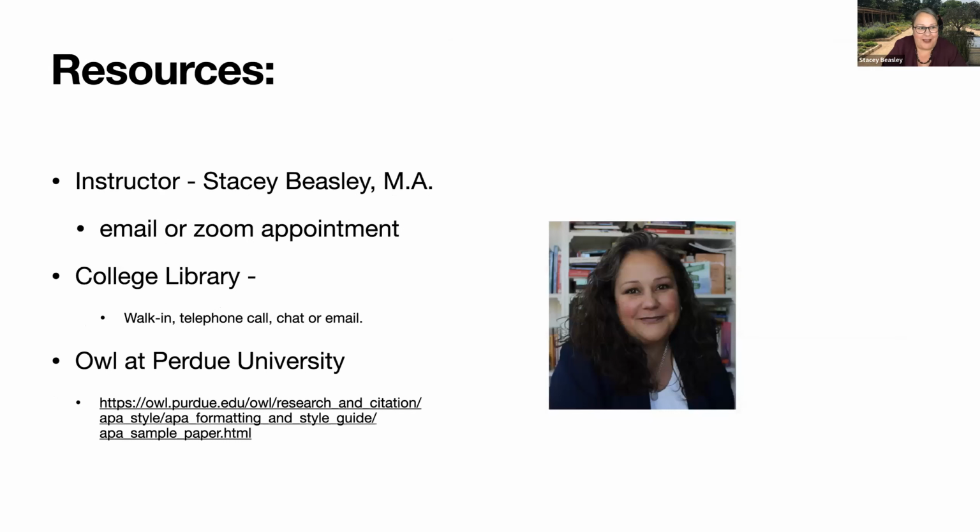So just remember, use your resources. If you have questions or concerns, you can contact me through email, or we can make a Zoom appointment. You can also use the library's website. You can walk in, you can call them, you can chat or email with them. And then, like always, you can also use the OWL at Purdue website to look at how to cite APA or even MLA, and using APA format. There's a really comprehensive style guide located on their website.